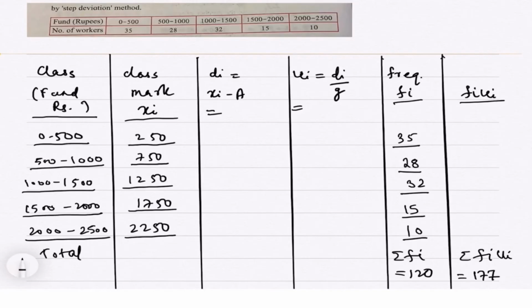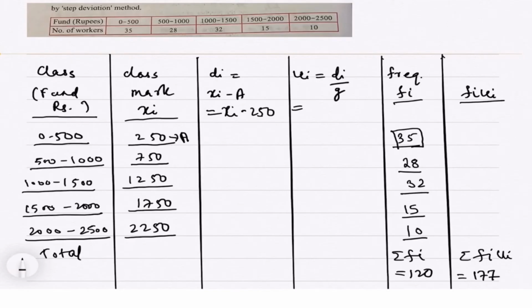Now di is xi minus a. How to get a? Assumed mean a is the value of xi for which frequency is maximum. Here the maximum frequency is 35. Corresponding value of xi is 250. So a is 250. So let us write down here di equal to xi minus 250.